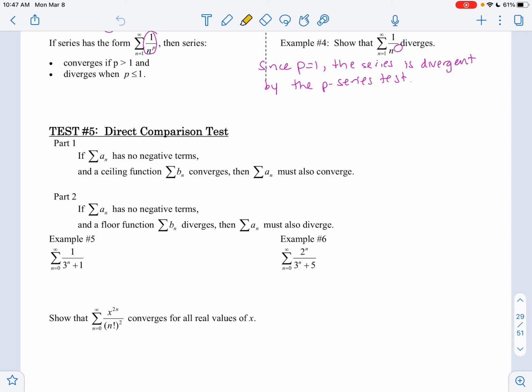Okay, so there are certain parameters with this one that also have to be true. For the direct comparison to work, all terms must be positive. So when I'm plugging it in, all the values that I get for the terms must fall above the x-axis. Very similar to the integral test. So all terms in the series must be positive.